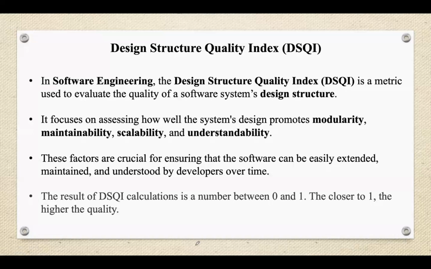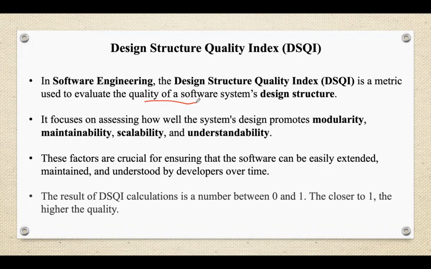In this lecture, let us discuss the Design Structure Quality Index, which is also called DSQI. This is a metric used in software engineering to assess the quality of the design structure of a software system. So this is mainly for evaluating the quality. It provides insights into how well the components of a system are organized and interconnected.